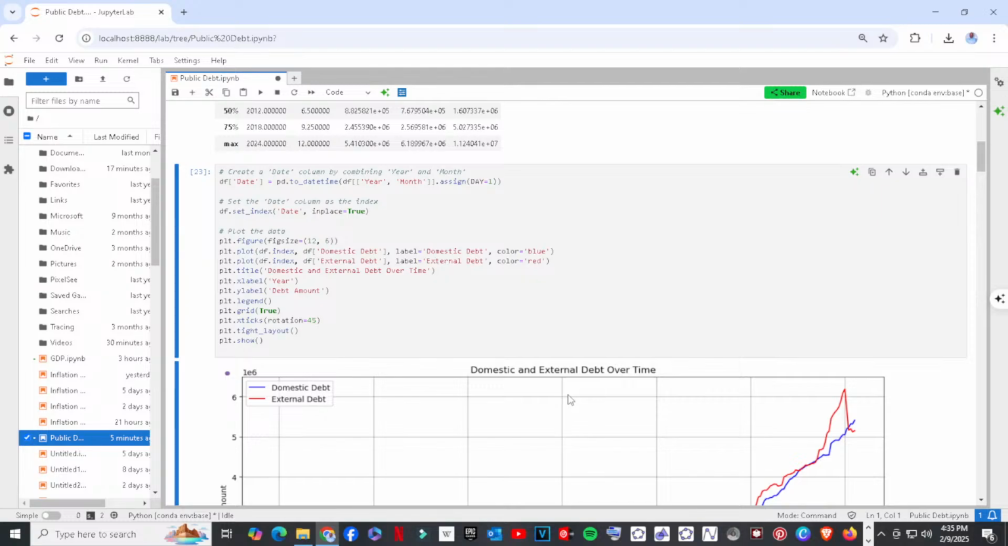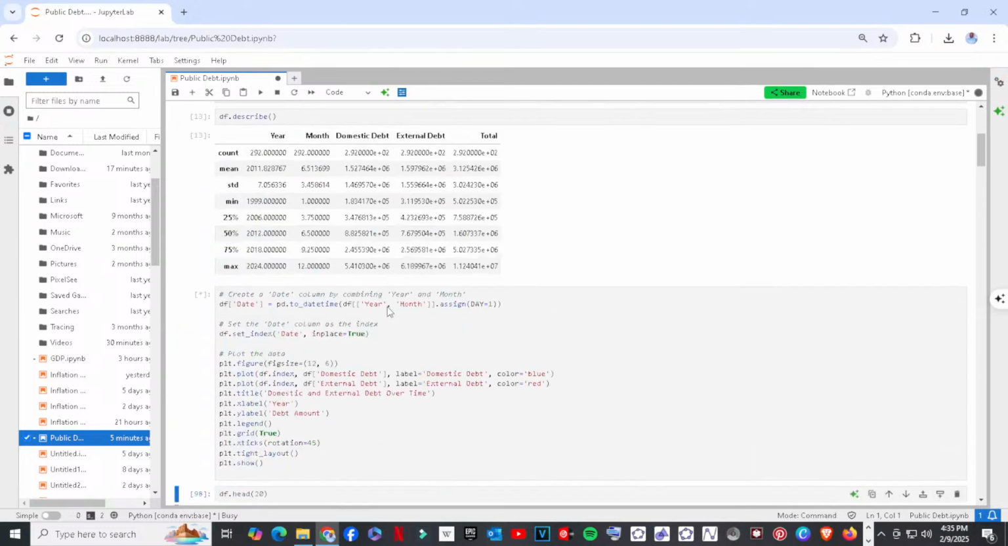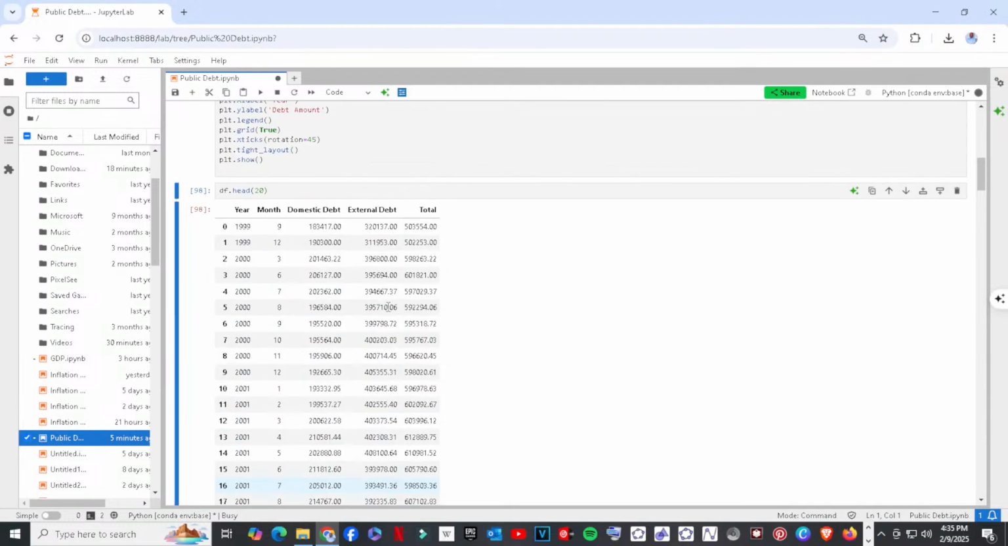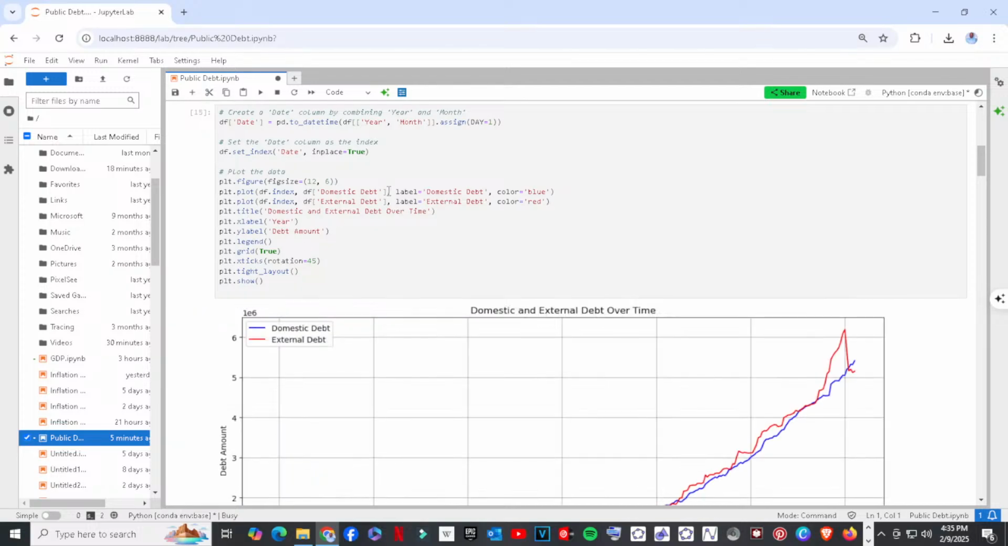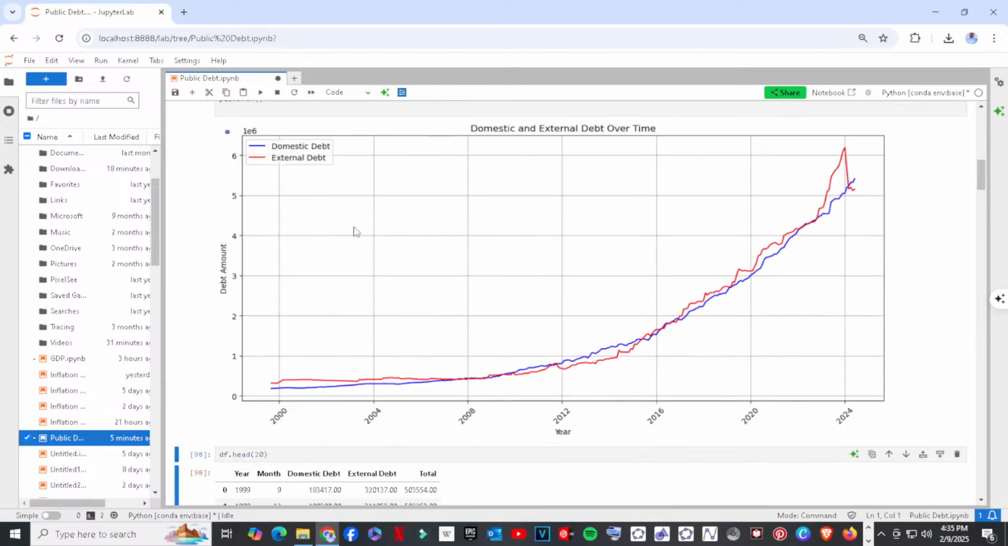Now I want to create a plot so that we see how it moves. If I click that, just a moment. It's still working. Yeah, this is what it's bringing. So this is the curve that shows the behavior of our domestic and external debt over time. The blue line represents our domestic debt.